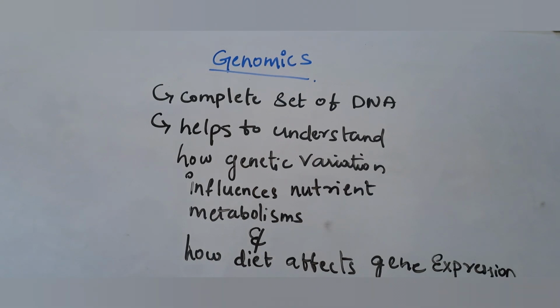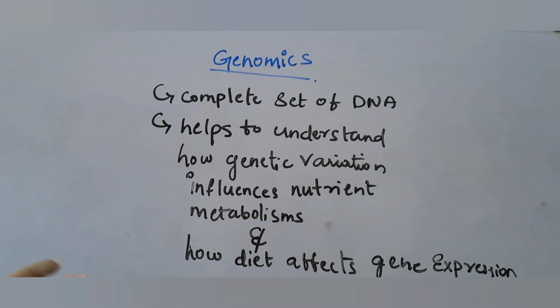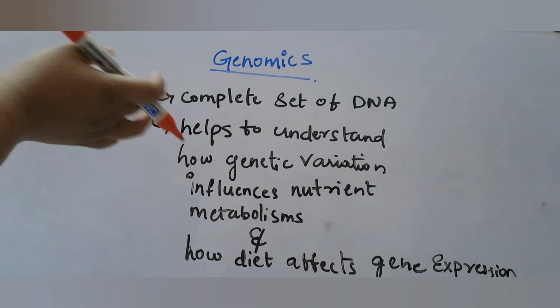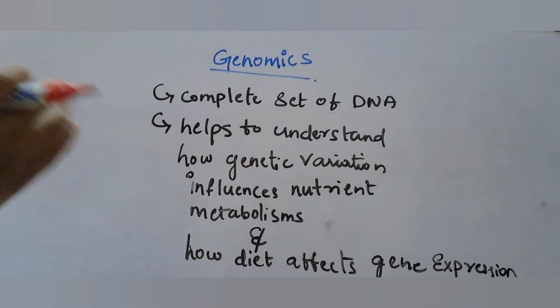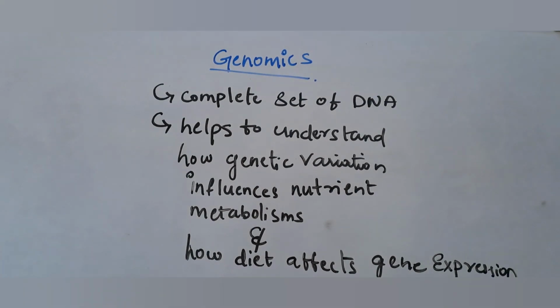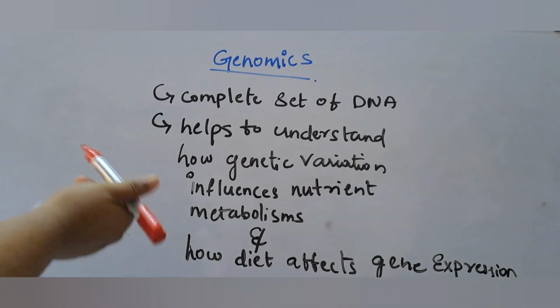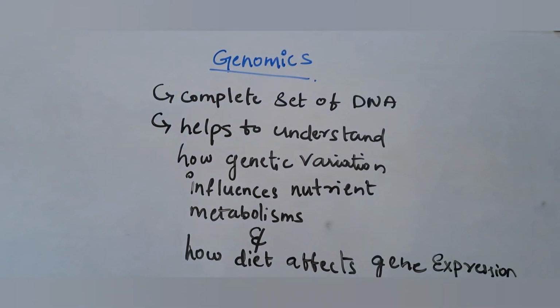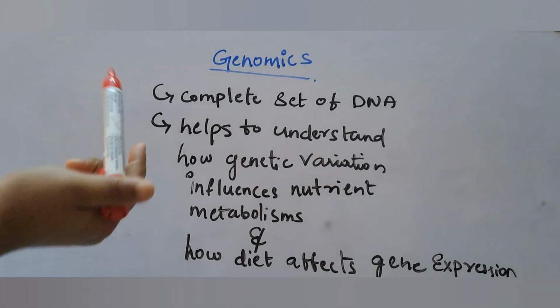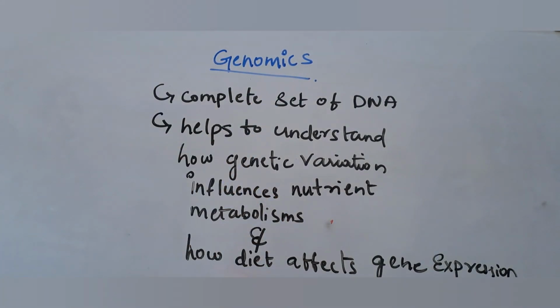Okay, so in the name itself we have genomics, in the name itself we have genes. That means we are totally discussing genes in today's topic. So first, what is meant by genomics? It is a study or an analysis of nutrigenomics. It helps to identify the complete set of DNA of an organism. And next, it helps to understand how genetic variations and genetic expressions influence nutrient metabolism and diet.